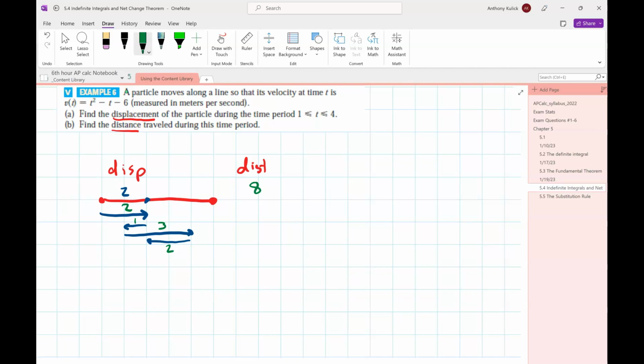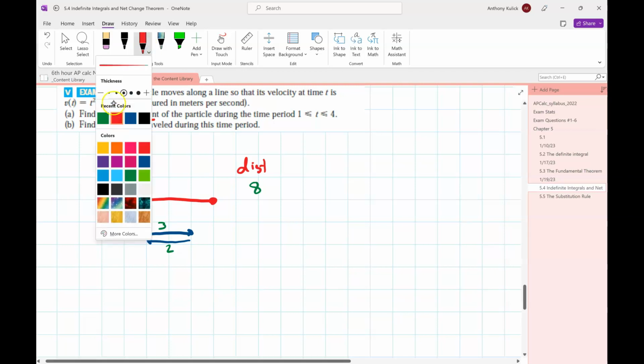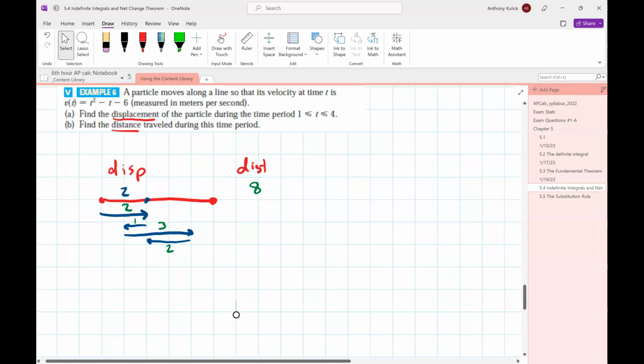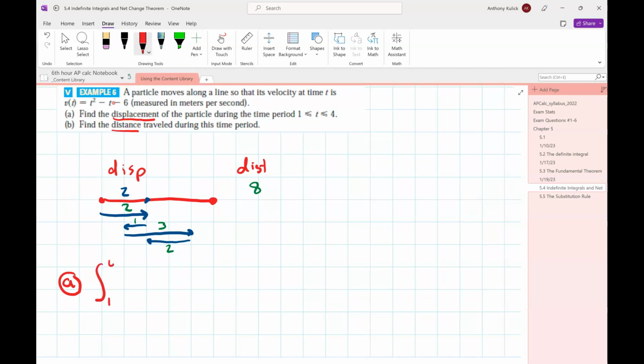Okay. All right. So how are we going to find that now using our integrals? Well, the displacement one is easy. That's just our net change theorem. So we're going to be integrating from 1 to 4 our velocity function dt.